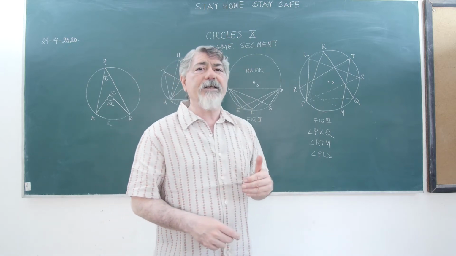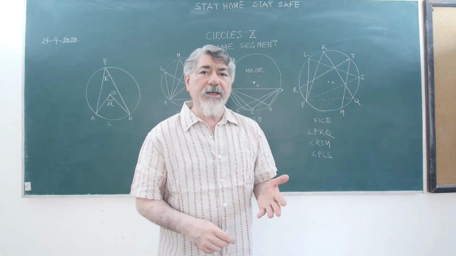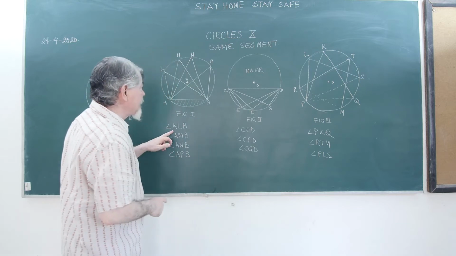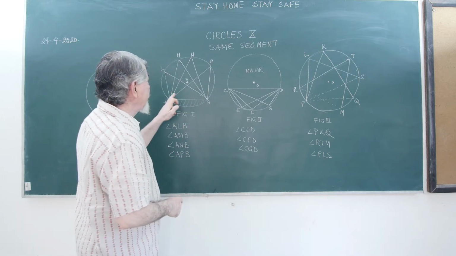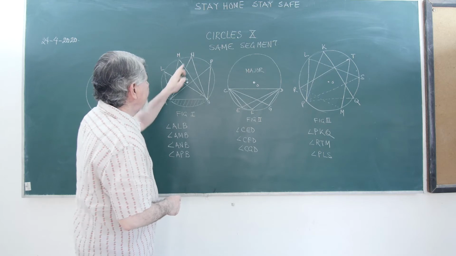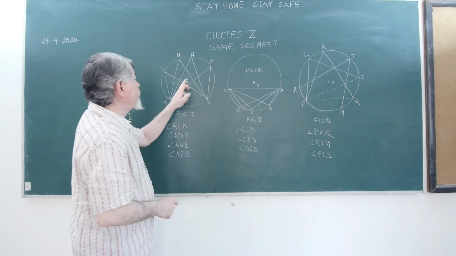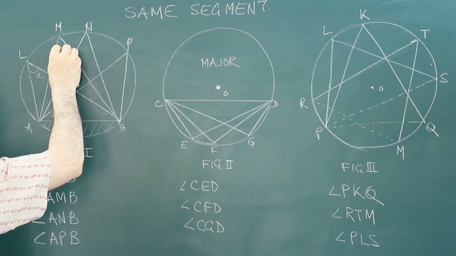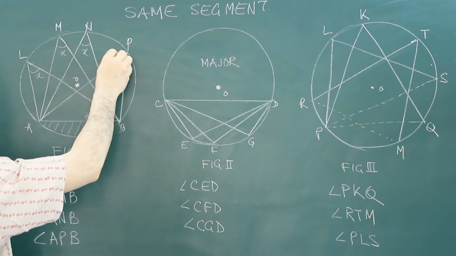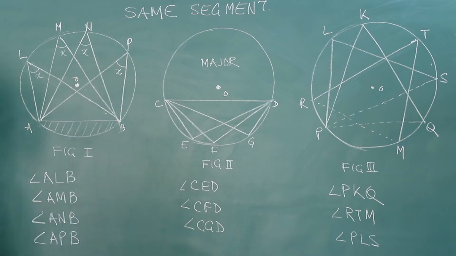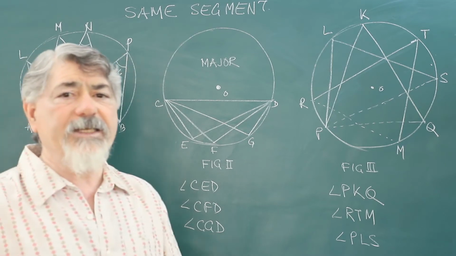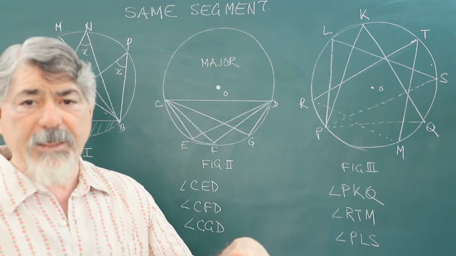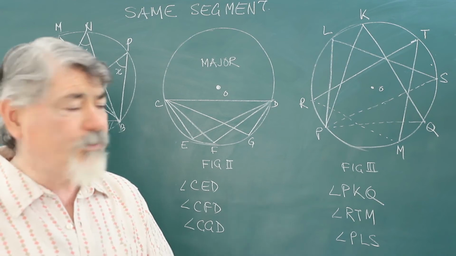Angles in the same segment of a circle are equal. So all these angles, ALB, AMB, ANB, APB will be equal to each other. If this is X, this will be X, this will be X, this will be X. These all angles are going to be equal. Angles in the same segment of a circle are equal. This is a very important property because we are going to apply it time and again in the next theorem.